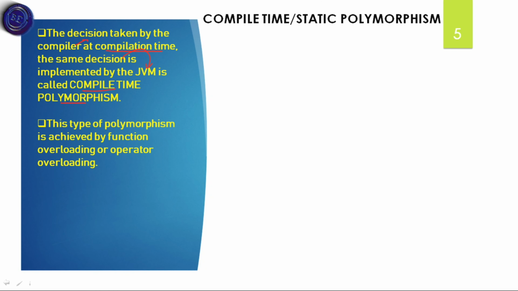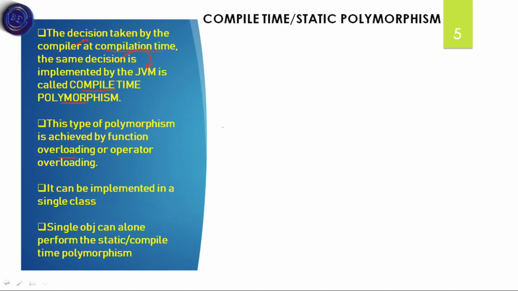And coming to the second point, this type of polymorphism is achieved by function overloading or operator overloading. So this polymorphism is achieved by using the overloading technique. It can be implemented in a single class, so there is no need to create a number of classes. While I am discussing the example, you can understand it very clearly. A single object alone can perform the static or compile time polymorphism. Here a single class and a single object can perform the whole compile time polymorphism.